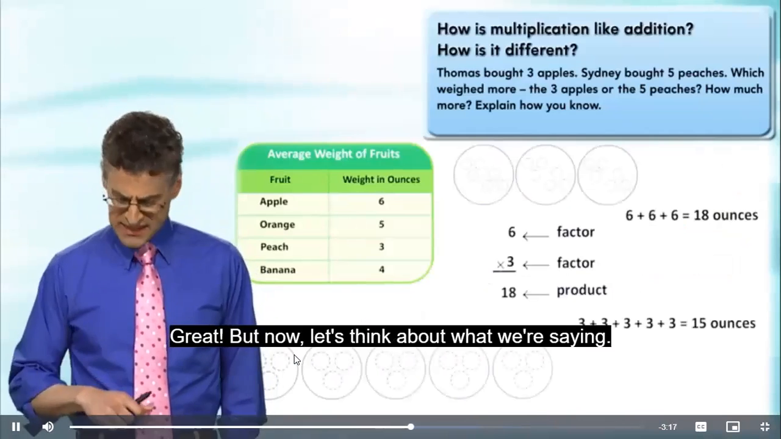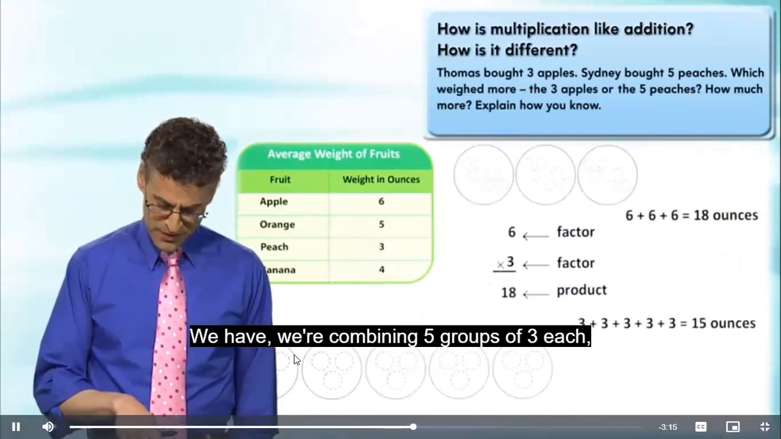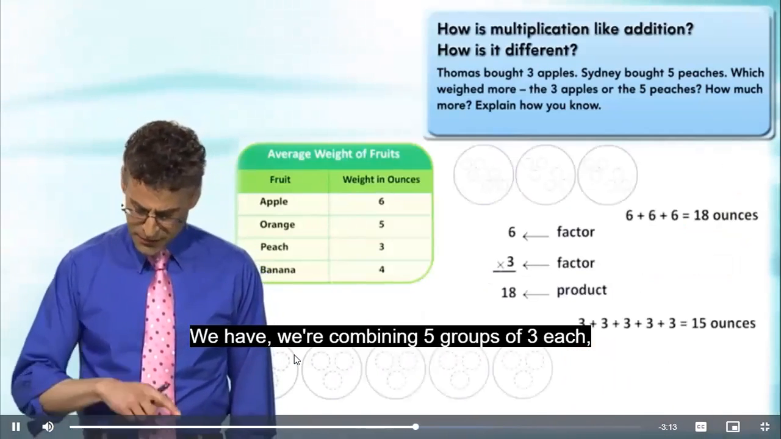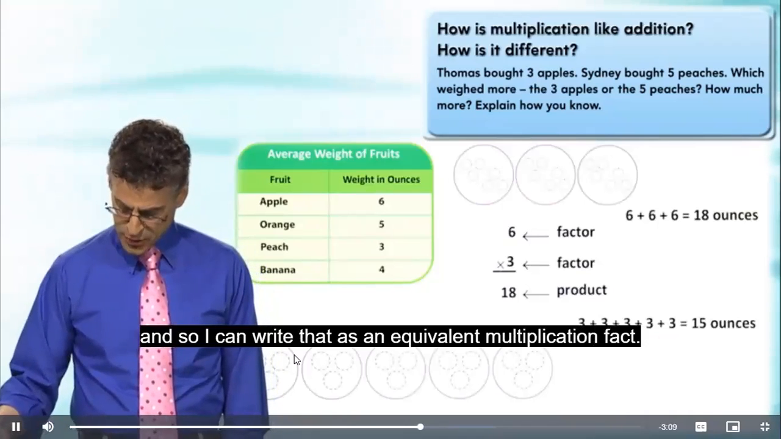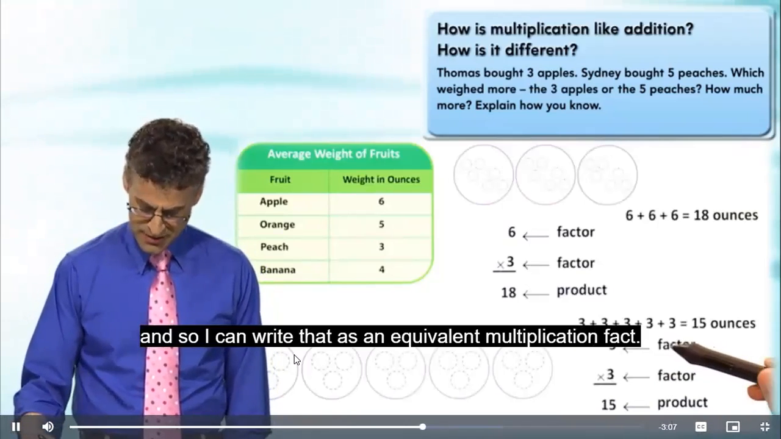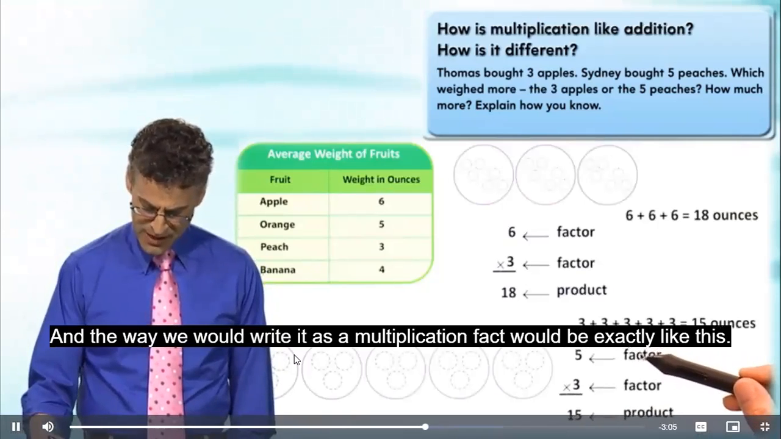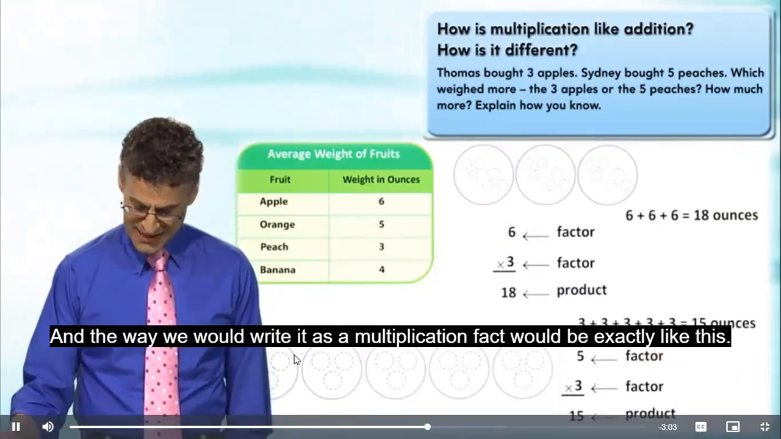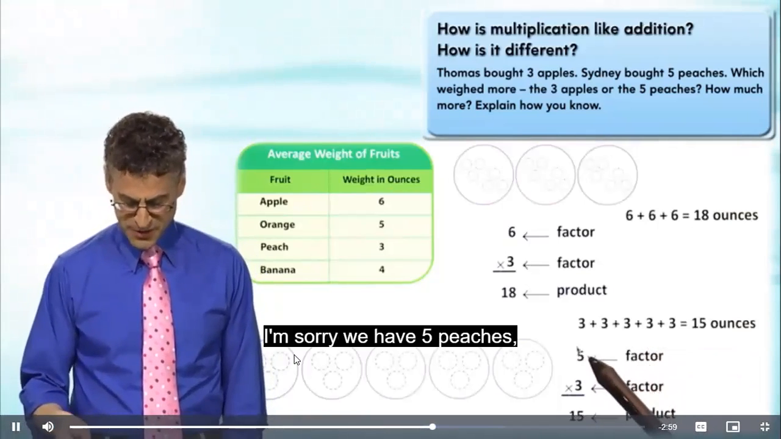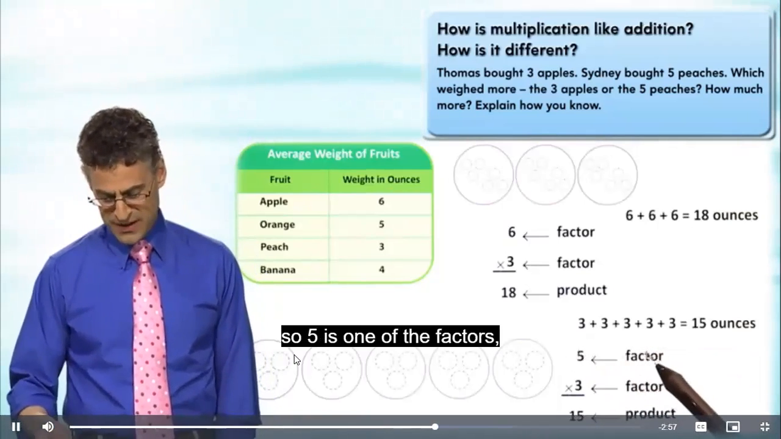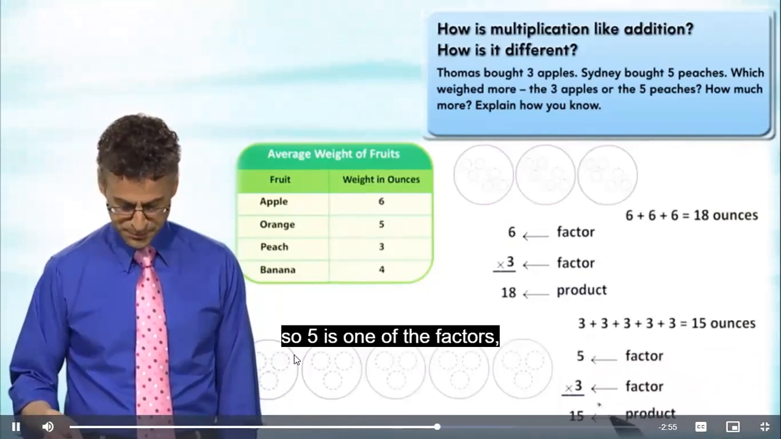Great. But now let's think about what we're saying. We're combining 5 groups of 3 each. And so I can write that as an equivalent multiplication fact. And the way we'd write it as a multiplication fact would be exactly like this. So we have 3 peaches. We have 5 peaches. So 5 is one of the factors.